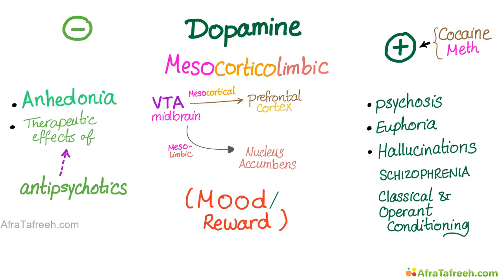Okay, dopamine at the mesocortical limbic. This is not just one pathway, this is two pathways. Meso means midbrain. So from the ventral tegmental area of the midbrain to the cortex, this is mesocortical. But from the midbrain to the nucleus accumbens, this is mesolimbic, because this is part of the limbic system. Limbic system, yep, emotions, mood, and reward. Too much dopamine at the mesocortical limbic, you get too much emotions, heightened emotions, psychosis, euphoria, hallucination, schizophrenia, etc.